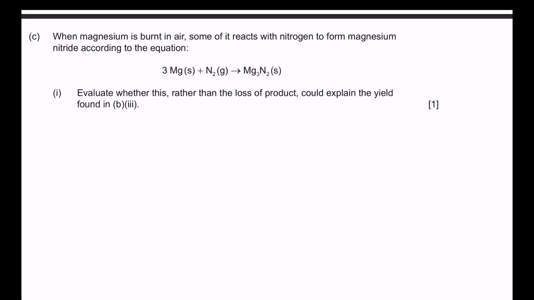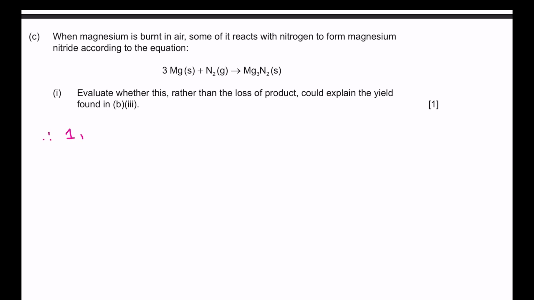Moving on to the next part. When magnesium is burned in air, some of it reacts with nitrogen to form magnesium nitride. That's obvious because a huge amount of our atmosphere is made up of nitrogen gas, right? So there's the reaction. The question is to evaluate whether this, rather than the loss of product, can explain the yield found in part 3. So obviously, some of the MgO wasn't formed, right? So you have to do a yield analysis here. Obviously, this is a reason why we got a smaller amount of product. Why is it so? Let's try to understand.